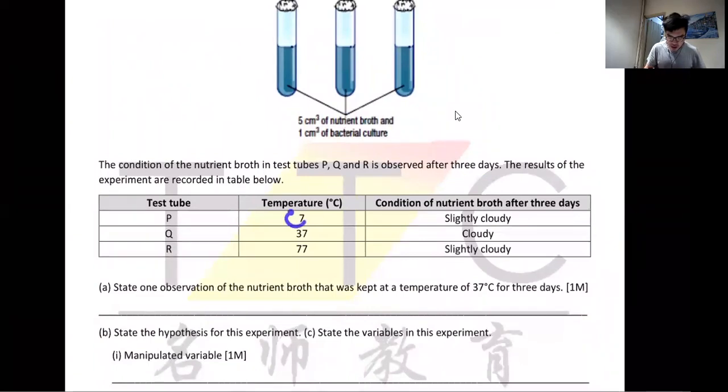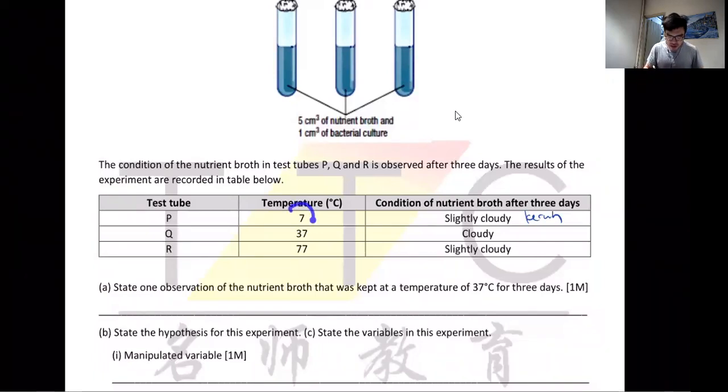When the temperature is 7, the condition of the nutrient broth is slightly cloudy. What is cloudy? Cloudy means keruh, that it looks dirty, like something is inside, full of whatever is in there. So slightly cloudy means this is quite clean, only a little bit of cloudiness. Why? Because 7 is not the optimal temperature.